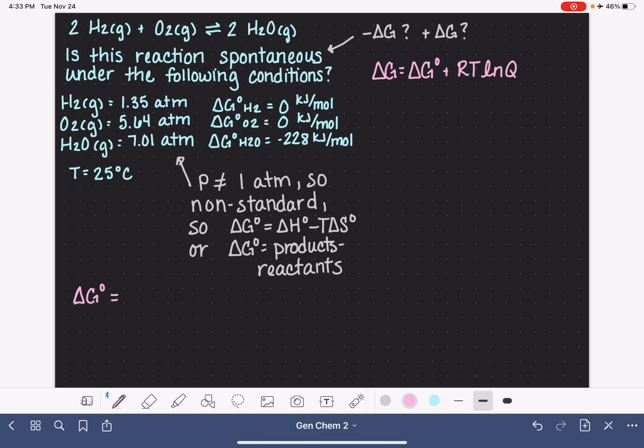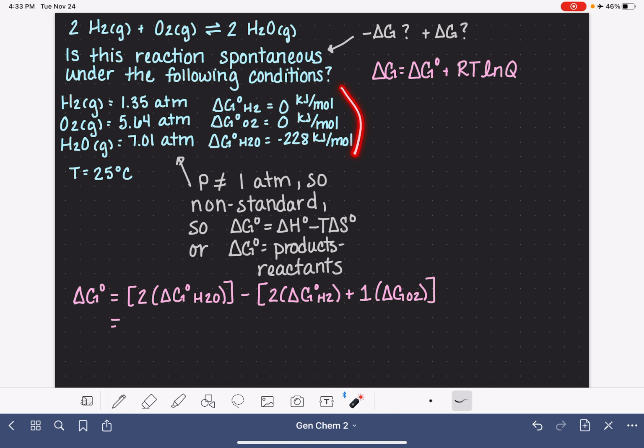delta G. So this is going to be products, which in this case is H2O. Remember that we need to multiply each one of these delta G's by the stoichiometric coefficient. So 2 times the delta G for H2O, and then we're going to subtract from that our reactants. We have 2 times delta G for H2, and then our other reactant, 1 times the delta G for O2. The delta G values are right here.